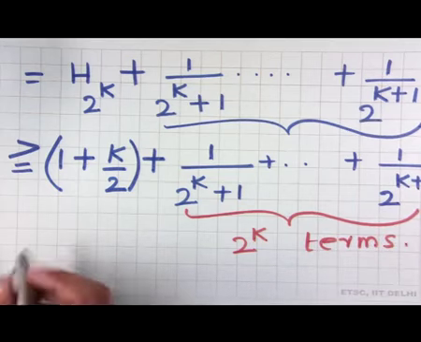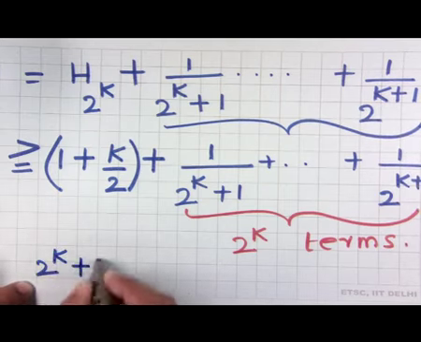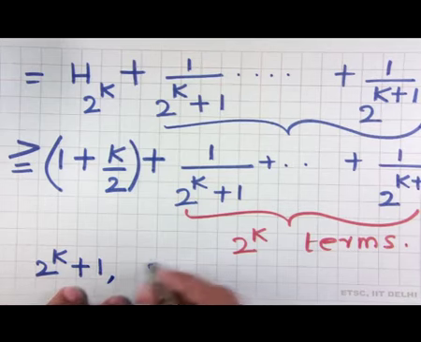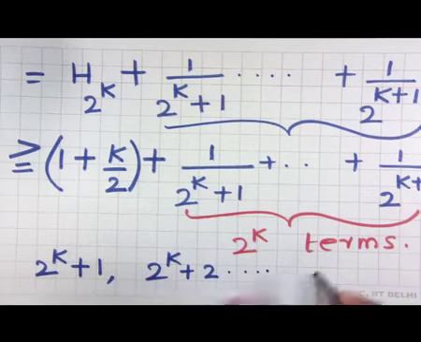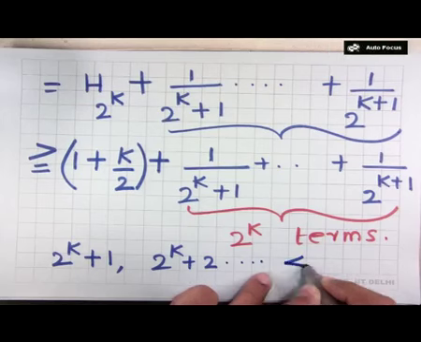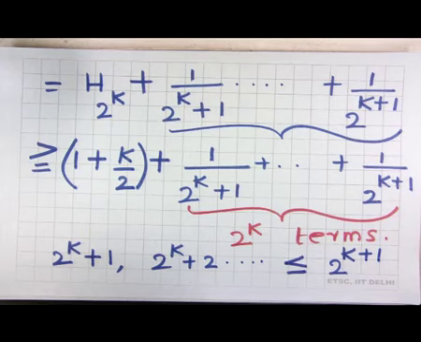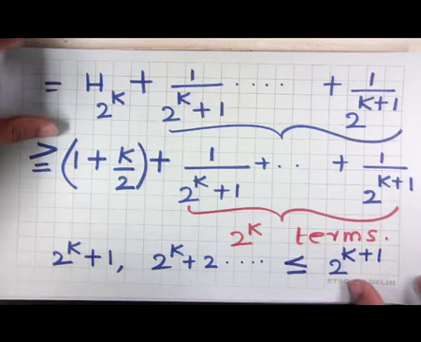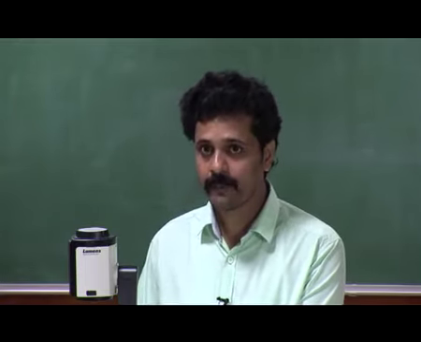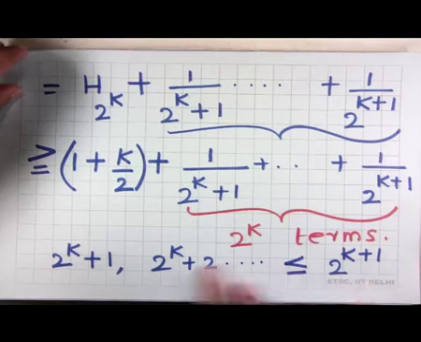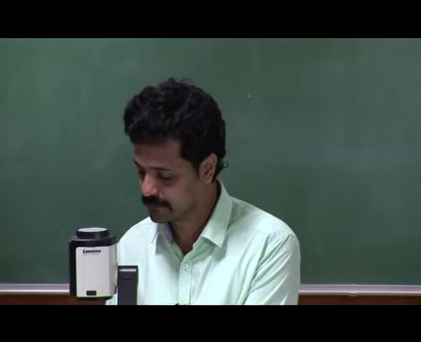Now, see that 2 power k plus 1, the denominator, 2 power k plus 2, the denominator appearing in one term, etc., is less than or equal to 2 power k plus 1. Do you see it? Hence, the reciprocals 1 by 2 power k plus 1, 1 by 2 power k plus 2, and so on, are greater than or equal to 1 by 2 power k plus 1.